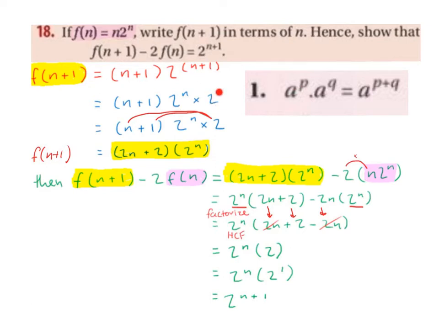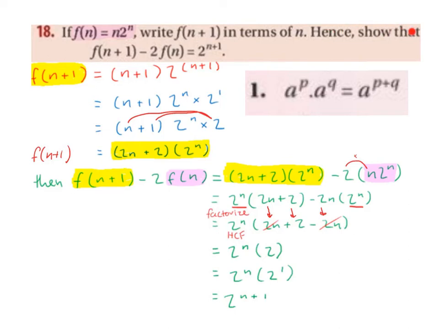So 2 to the power of 1, we can just write as 2. And then what we want to do is multiply out the 2 by the n and the 2 by the 1. So 2 times n gives me 2n. That's where that 2n comes from. And 2 times 1 gives me 2. And this is all multiplied by the 2 to the power of n. So that's why we have brackets around it. So f of n plus 1 gives me 2n plus 2 multiplied by 2 to the power of n. So we have written f of n plus 1 in terms of n.